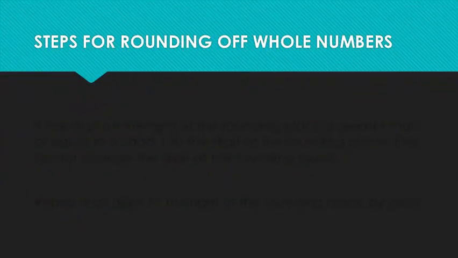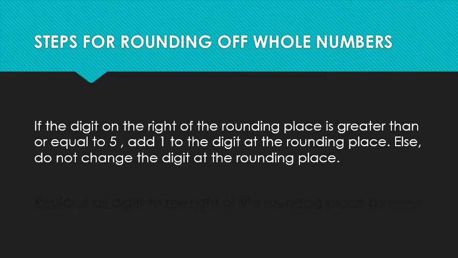Children, you have already learned what we mean by rounding numbers. Now let us revise once again the steps for rounding off whole numbers. The first step is: if the digit on the right of the rounding place, that is the place at which we have to round off the number, is greater than or equal to 5, we have to add 1 to the digit at the rounding place. Otherwise, we do not change the digit at the rounding place.